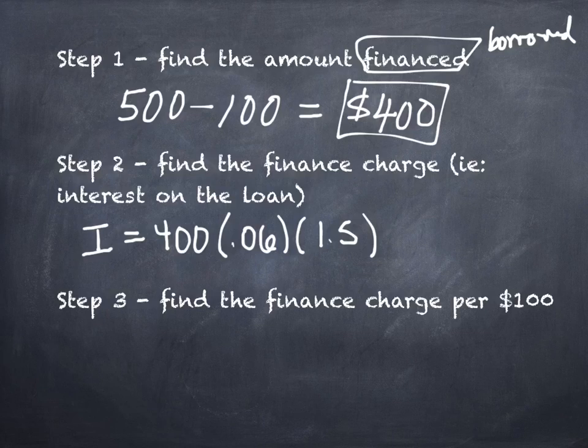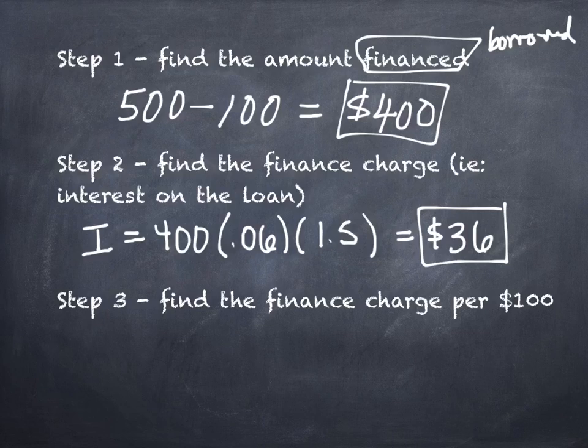All right, so somebody grab a calculator. Let's multiply 400 times 0.06 times 1.5. And we will find their interest or their finance charge. What is it? Do you have it, Mark? 36 is correct. So they're going to pay an additional $36 for this dishwasher because they're financing it.